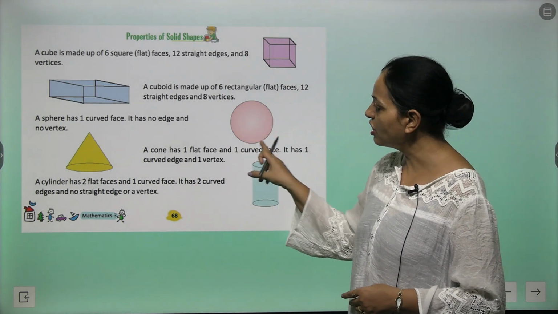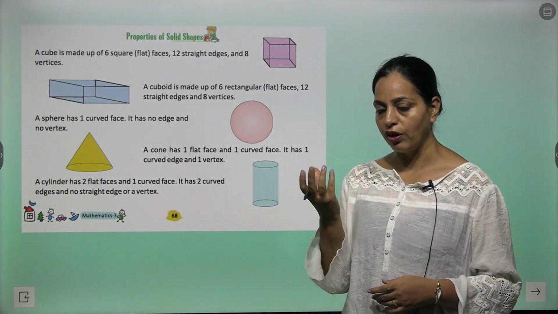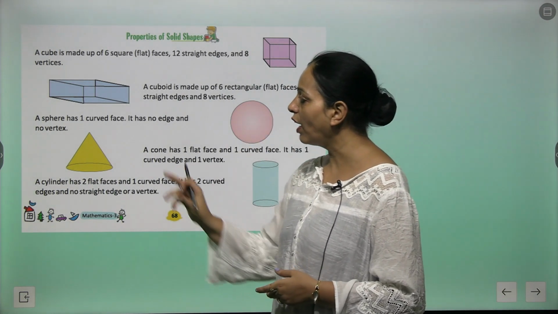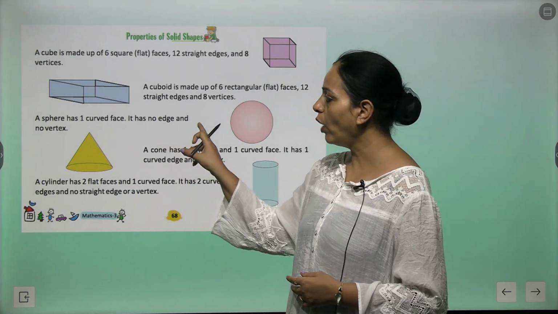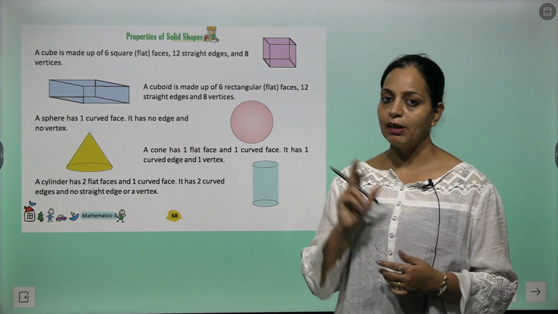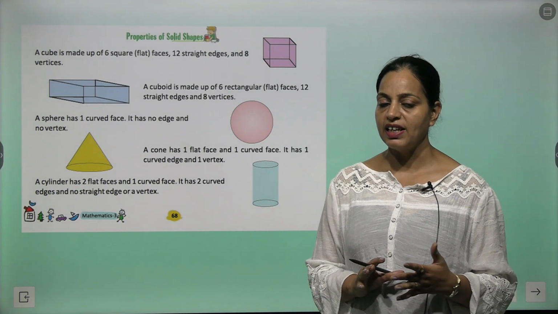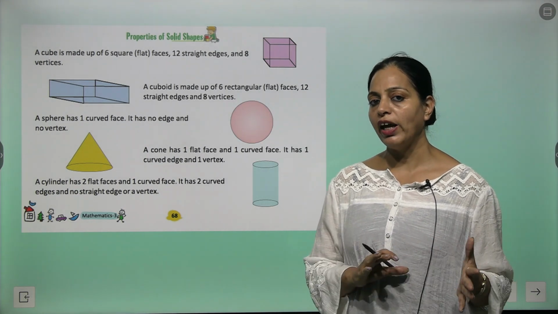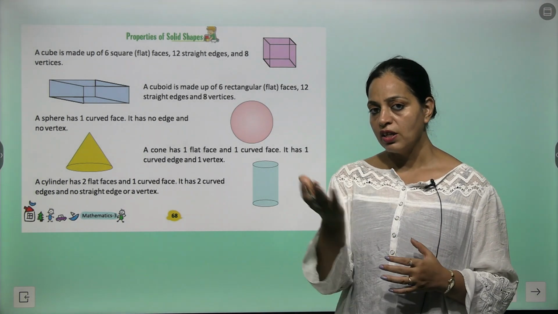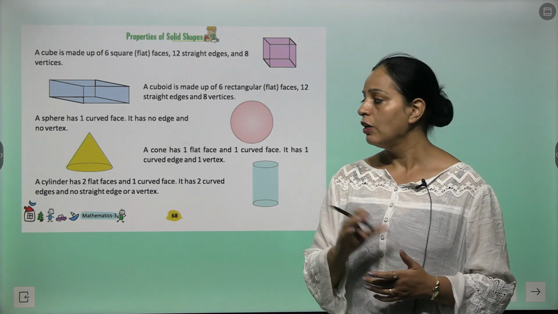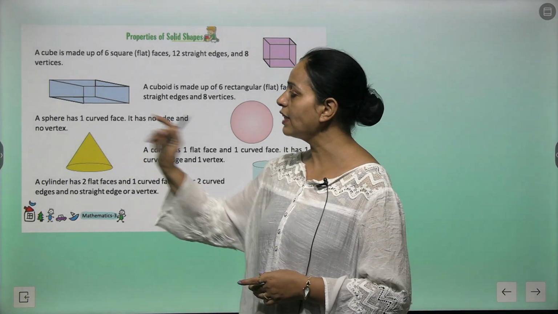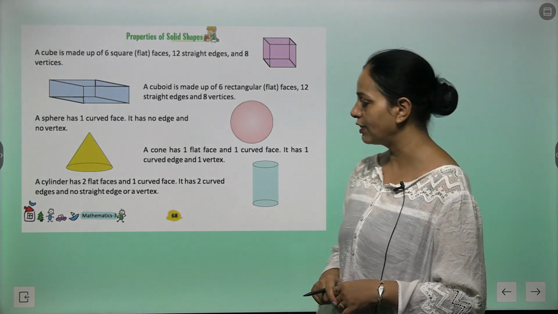Now we see this shape like ball, sphere. So a sphere has one curved face, okay, and it has no edge and no vertex. जैसे सर्कल में कोई edge नहीं है, कोई vertex नहीं है, same sphere में no edge, no vertex. उसका जो surface है that is curved, okay, that is not plane. तो उसको हम क्या बोलेंगे? A sphere has one curved face, right?